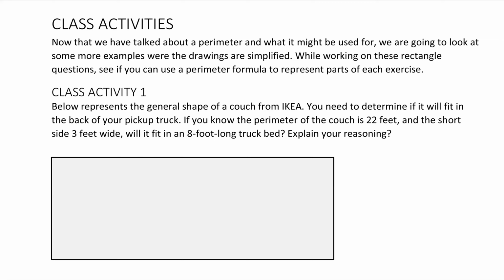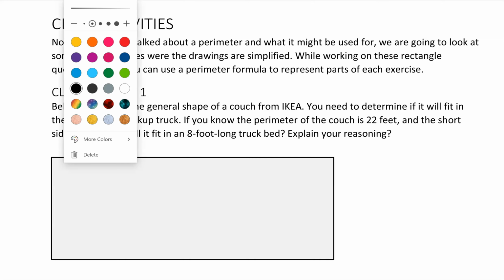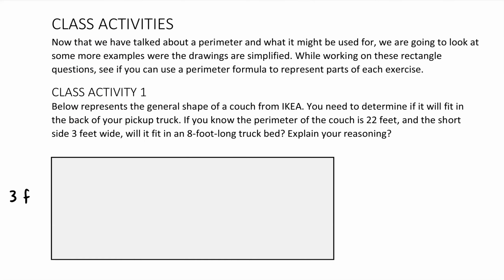Below represents the general shape of a couch from IKEA. You need to determine if it will fit in the back of your pickup truck. If you know the perimeter of the couch is 22 feet and the short side is 3 feet wide, will it fit in an 8-foot long truck bed? Explain your reasoning. So we know that the perimeter is 22 feet and we know that the short side is 3 feet. So this is 3 feet and this is 3 feet.